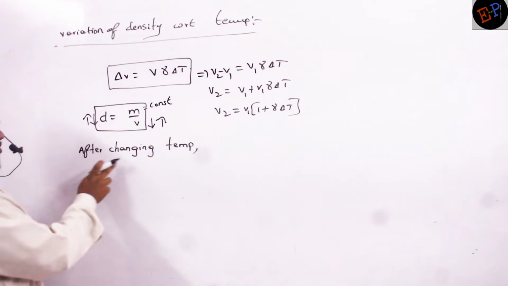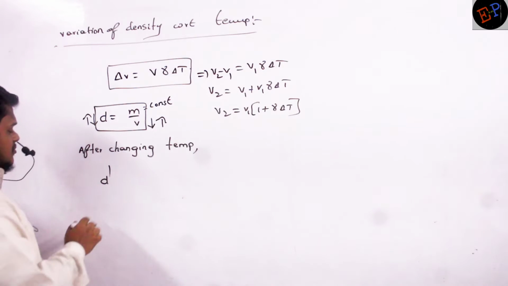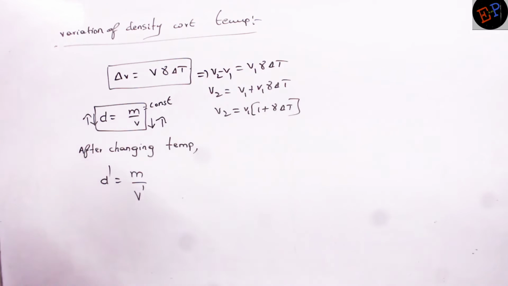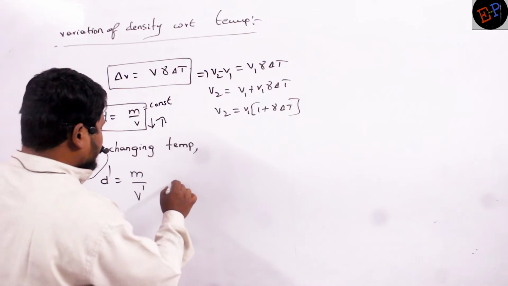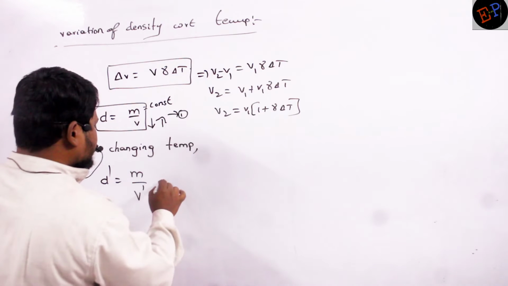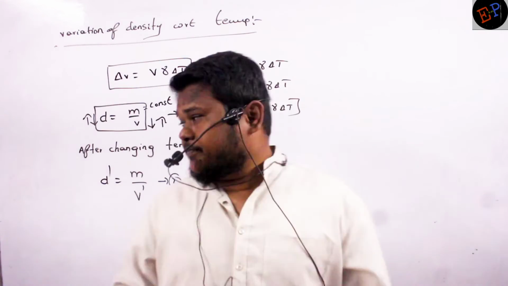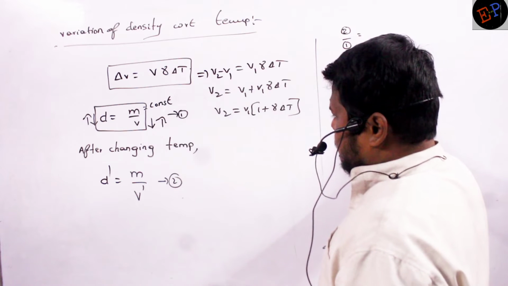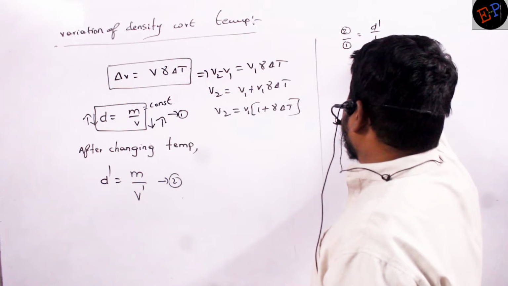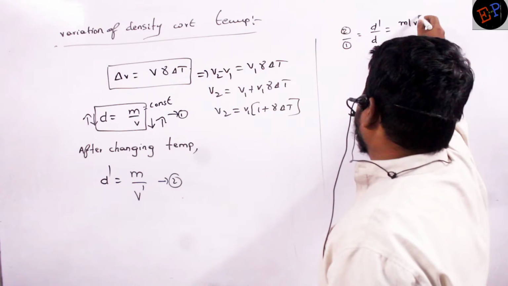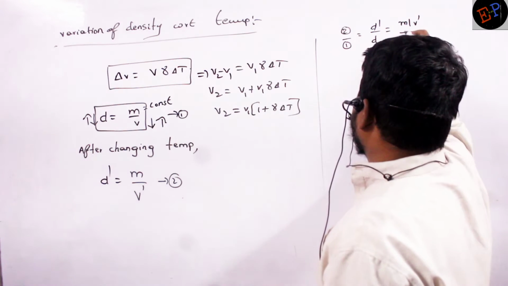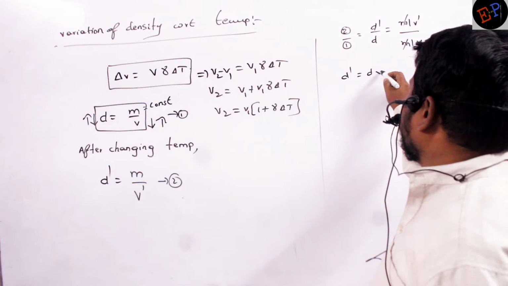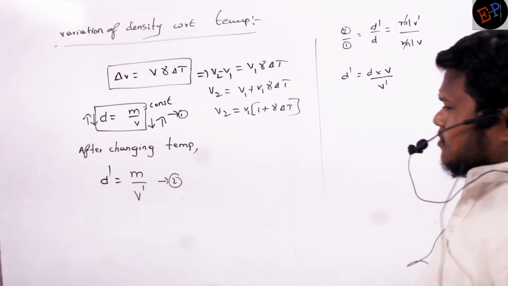After changing temperature, I will write D dash. Final density is equal to mass, which remains the same, divided by the final volume, which I can write as V dash. Clear? So if you divide both of them, what will I get? This is the first equation, this is the second equation. Dividing 2 by 1, D dash divided by D is equal to M divided by V dash, divided by M by V. Mass is the same, so mass gets cancelled. What I am left with is D dash equals D into V divided by V dash.